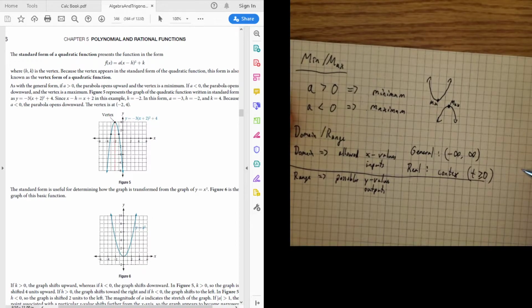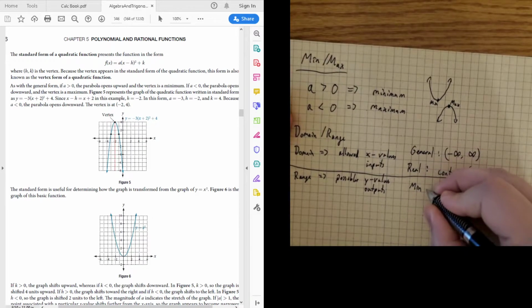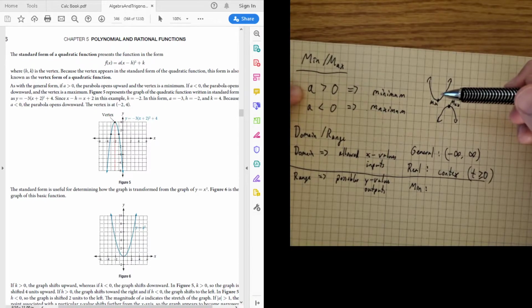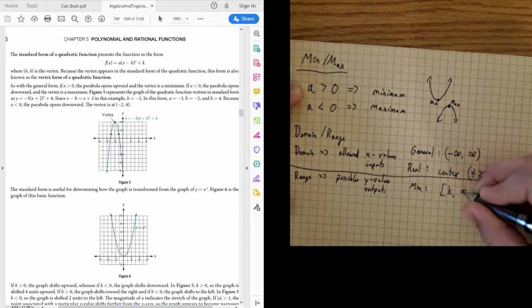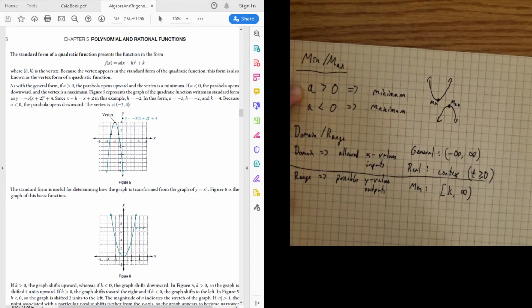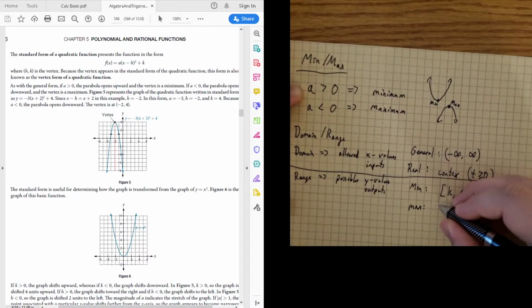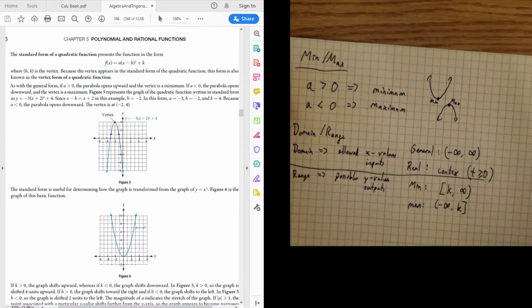But in general, negative infinity to infinity is the standard. For the range, it depends on the situation. If you have a minimum, so remember, if you have a minimum, that means your a value is bigger than 0. Then the range will be from k to infinity. If you have a maximum, then it will be from negative infinity to k. This should make a lot of sense. Remember, k is supposed to be the y value of the vertex.